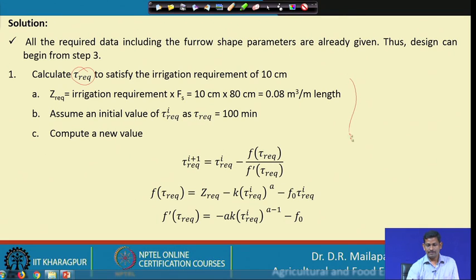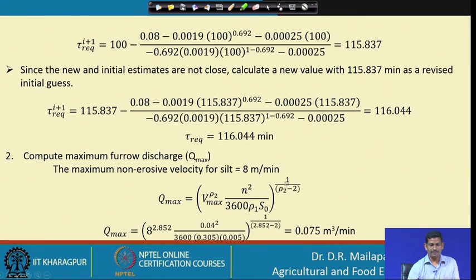So, using the Newton-Raphson technique on the modified Kostiakov equation, you follow this equation and the procedure explained. Okay. Finally, you get the tau value which satisfies the values. Okay. So, that will be about 116.044 minutes, tau required.